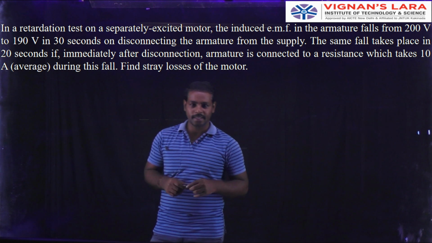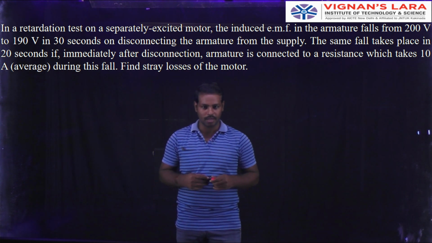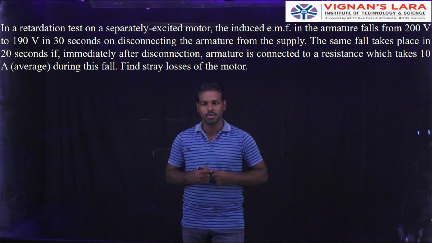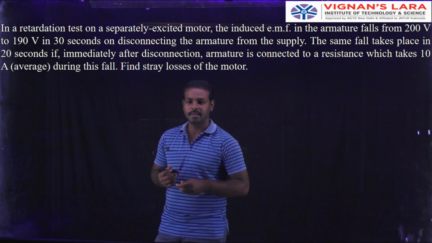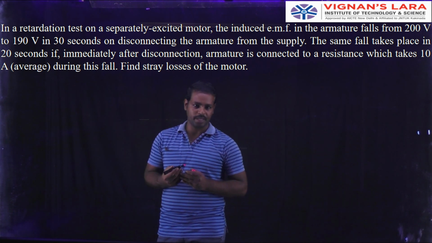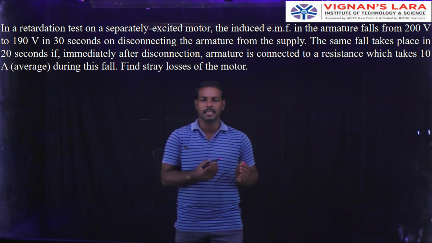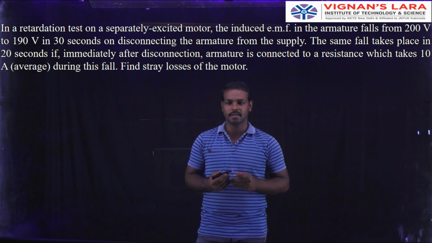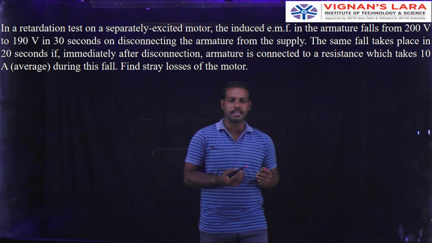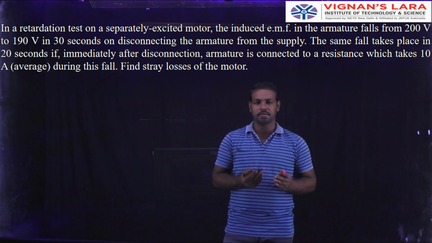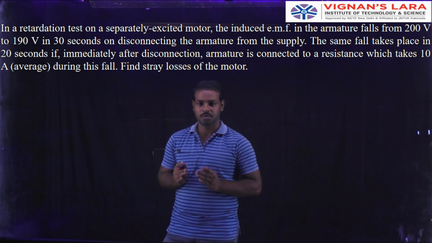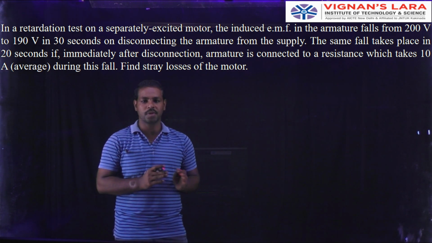In a retardation test on a separately excited motor, the induced EMF in the armature falls from 200 volts to 190 volts in 30 seconds on disconnecting the armature from the supply. The same fall takes place in 20 seconds if, immediately after disconnection, the armature is connected to a resistance which takes 10 amperes average during this fall. Find the stray losses of the motor.